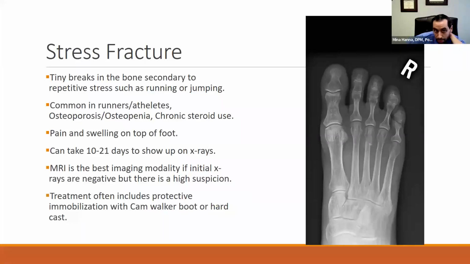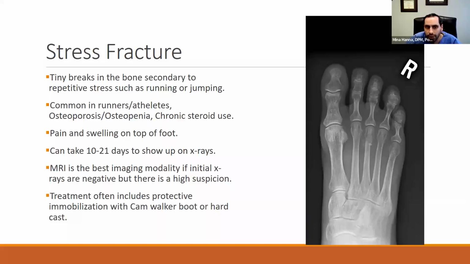Another condition that's often seen is a stress fracture, also called a march fracture or a hairline fracture. These are tiny breaks in the bone secondary to repetitive stress, such as running or jumping. It's common in runners and athletes, also common in a patient who has osteoporosis or osteopenia, or somebody who's on chronic steroids. Typically, patients will have pain and swelling along the top of the foot. Sometimes it might not show up initially on X-ray. So if you injure your foot and you go get an X-ray the same day, it might not show up.